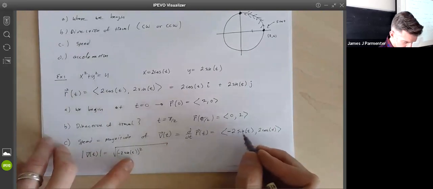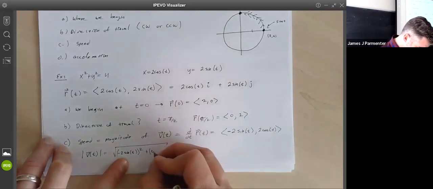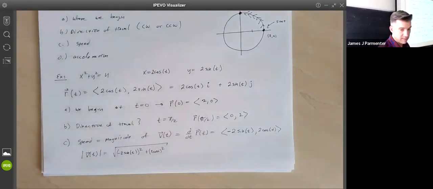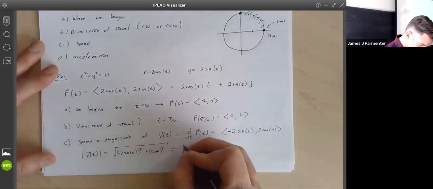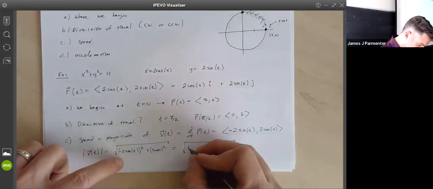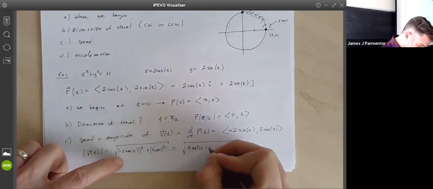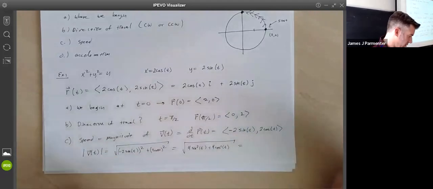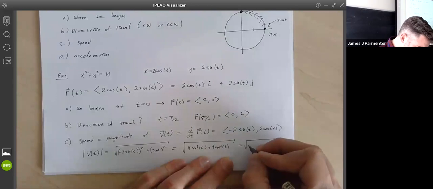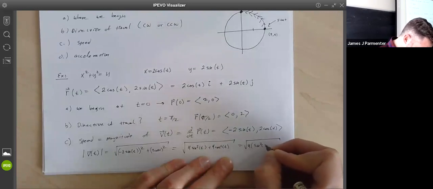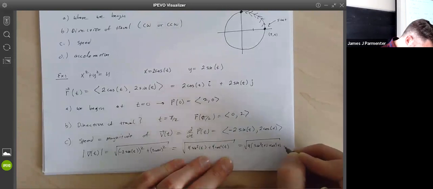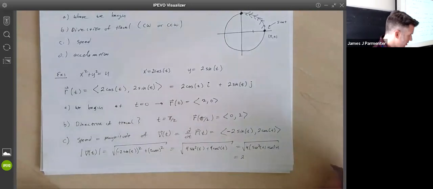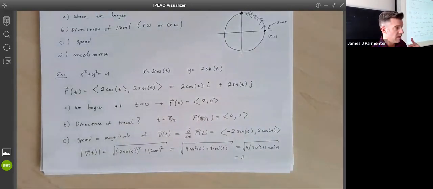The magnitude of this is going to be that component squared plus that component squared. Again, I'm seeing a sine squared plus cosine squared, but there is a multiple of 4 in there. So it's going to be the square root of 4 times sine squared plus 4 times cosine squared, which is the square root of 4 times (sine squared plus cosine squared). That's a 1. Square root of 4 times 1 is the square root of 4, which is 2. So our speed is a constant speed of 2.